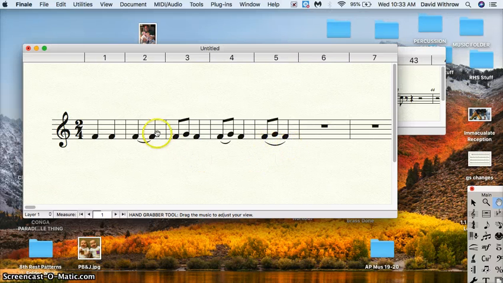Once again, let's listen to these three different examples with no articulations, two notes slurred, three notes slurred.